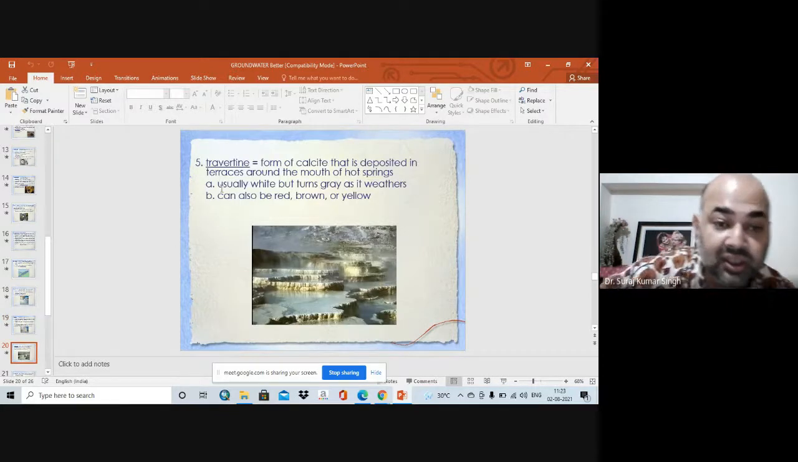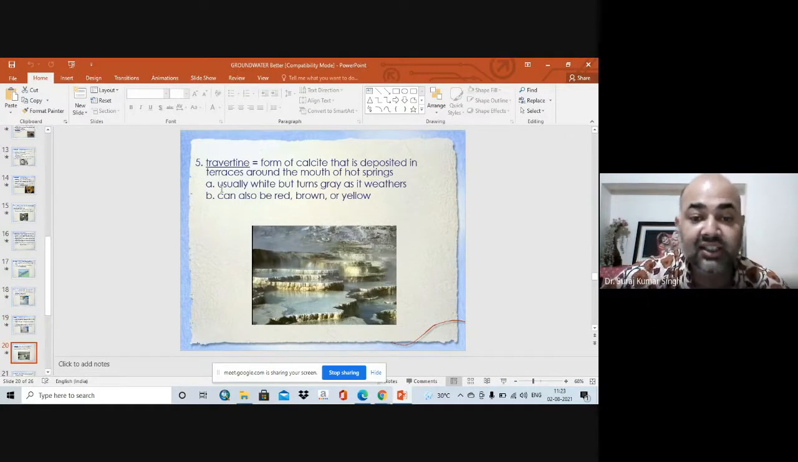Then you have travertine, a form of calcite that is deposited in terraces around the mouth of the hot spring. It is usually white but turns gray as it weathers, and can be red, brown, or yellow in color.